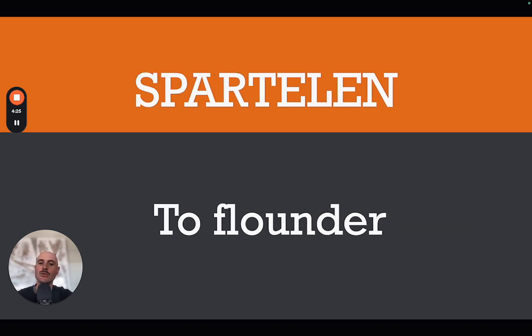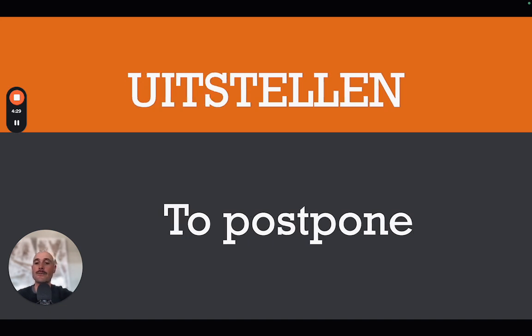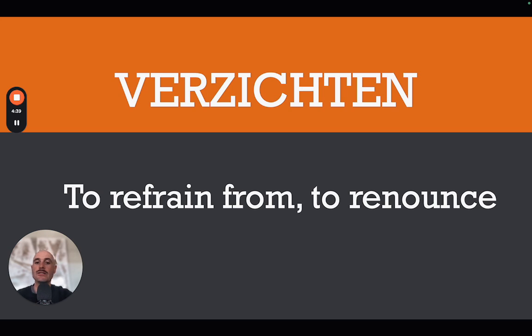We continue with spartelen. Spartelen is to flounder. Right? And the next one is uitstellen. Uitstellen is to postpone. Again, separable verb. Ik stel uit, jij stelt uit, and so on. We continue with verzichten. Verzichten is to refrain from or to renounce something. Right? To refrain from or to renounce is verzichten.